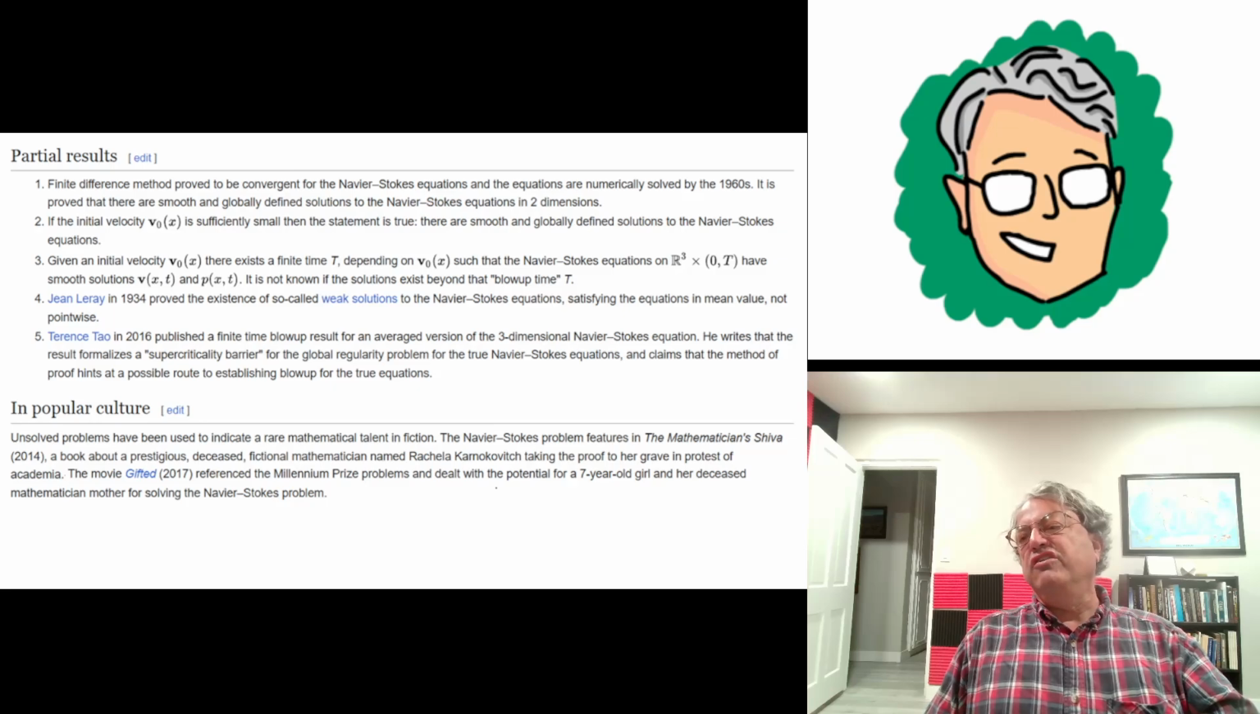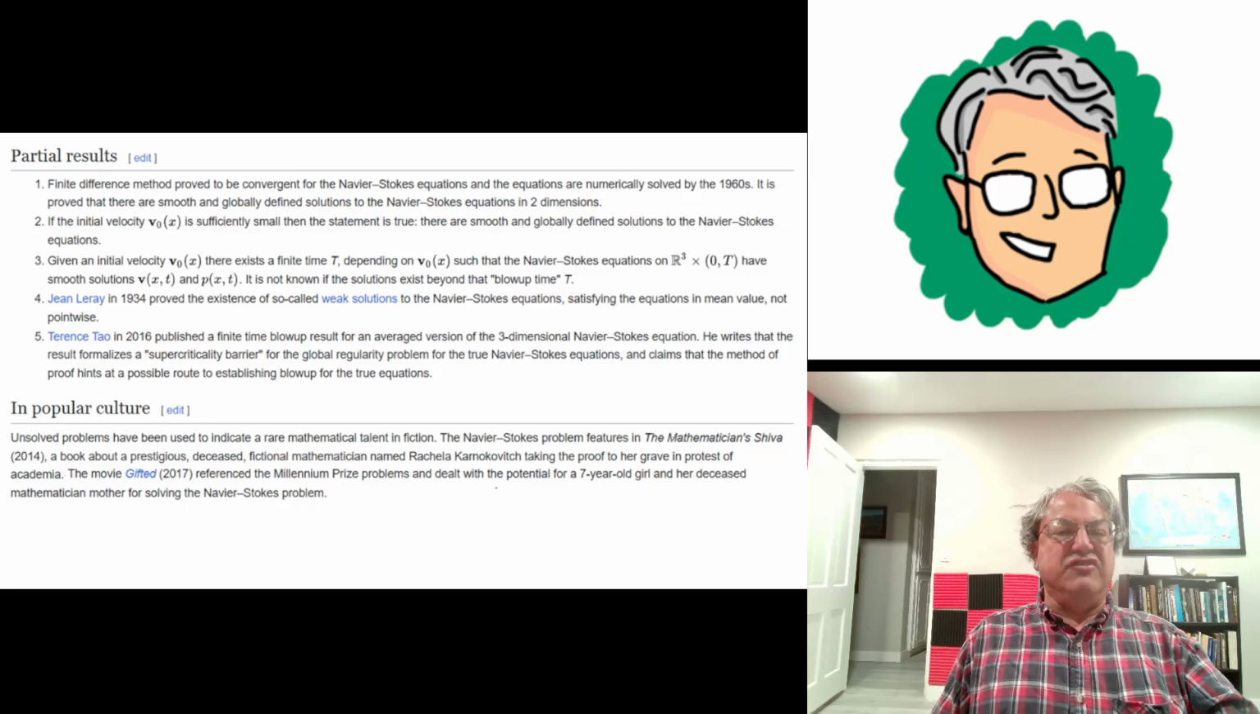And then number three, so you can do it for general velocities, but then there's a blow up time. So two and three are kind of nice results because they're sort of hinting that maybe there is a general solution. First of all, two says you can solve it as long as the velocity is not too big.